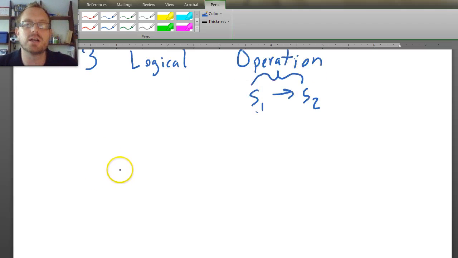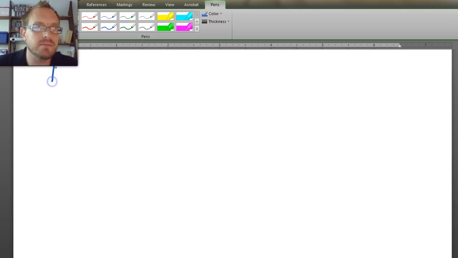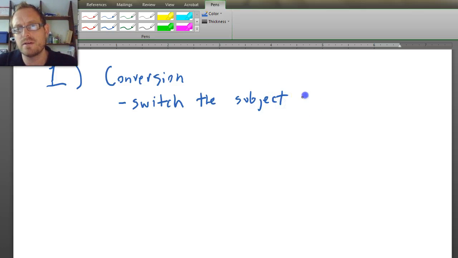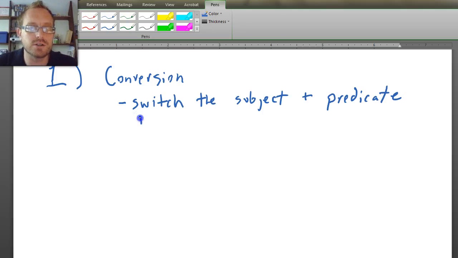Okay. Let's talk about the first logical operation, number 1 here. The first logical operation we're going to look at is what's known as conversion. And conversion is actually quite simple. Conversion consists of switching the predicate and the subject. So to convert a statement is to switch the subject and the predicate terms.